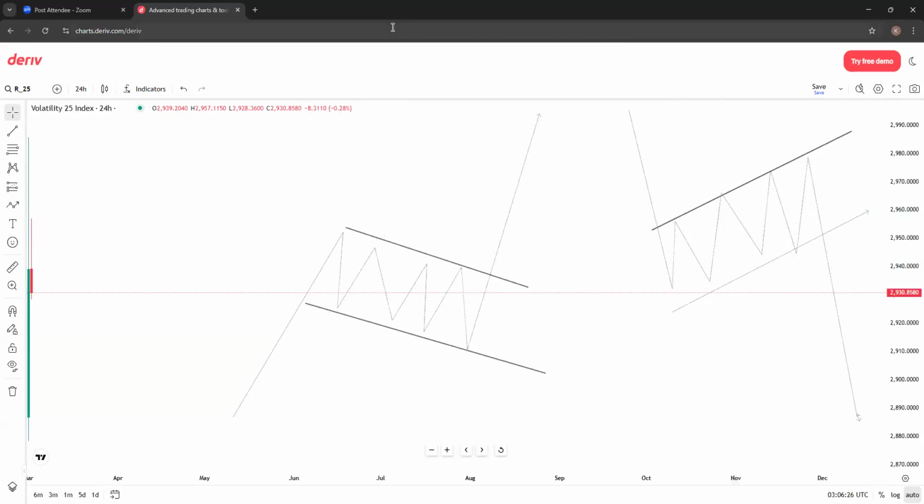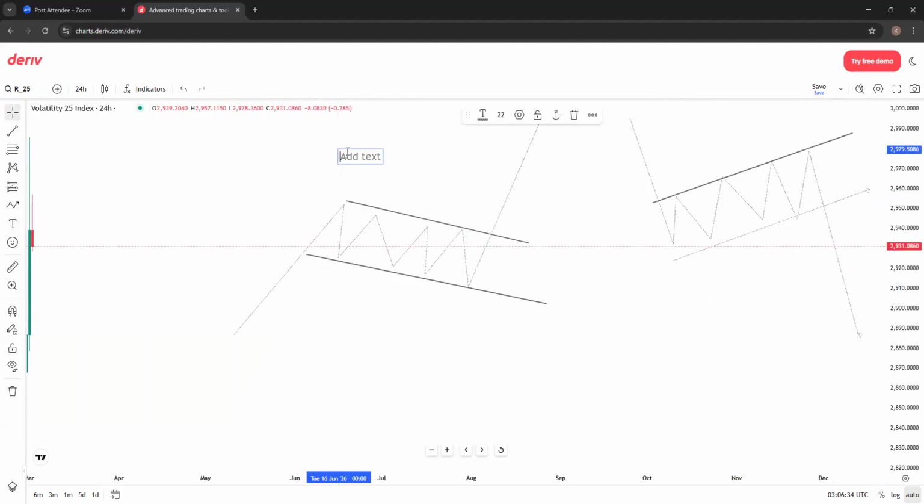So the only two ways we are going to trade this is, one, if we're taking a risky trade, we want to trade a change of character, and we want to trade a break of structure, right? When we're trading a flag.